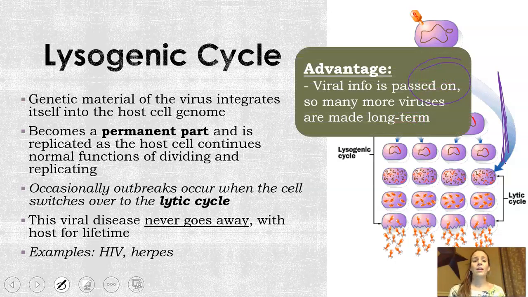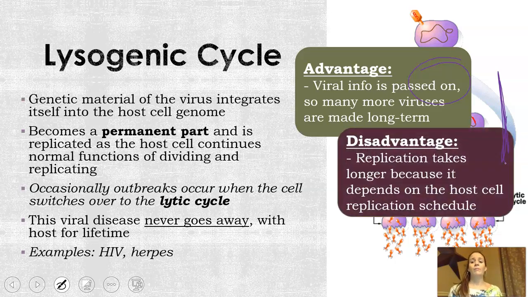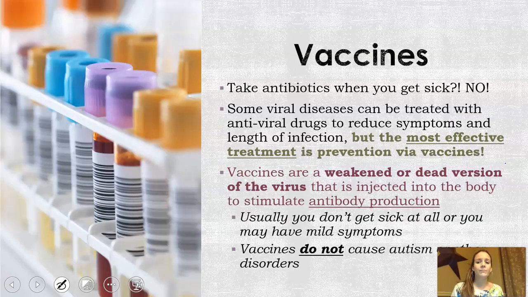As with the lytic, lysogenic also has an advantage and a disadvantage. The advantage is almost the opposite of the lytic cycle in that the viral info is passed on, so many more viruses are made long term. The disadvantage, however, comes in because the replication takes longer. That virus doesn't take over the cell's nucleus to make a bunch of its own. It has to wait for the cell to divide, and sometimes cells divide slowly.